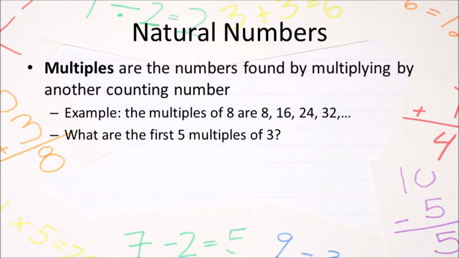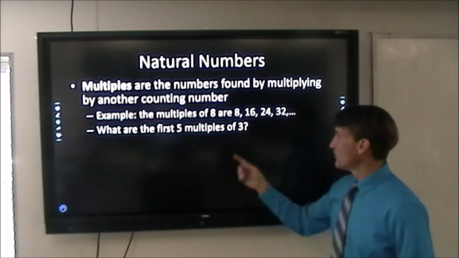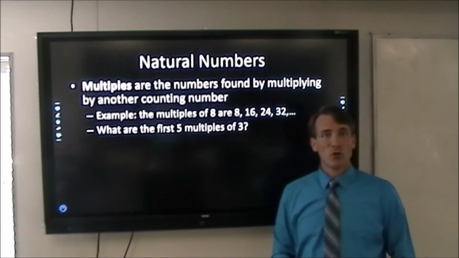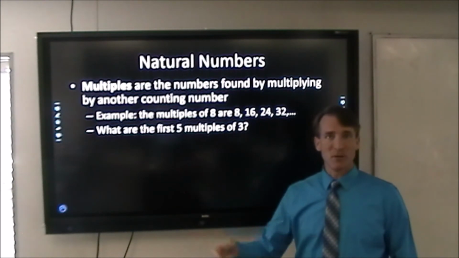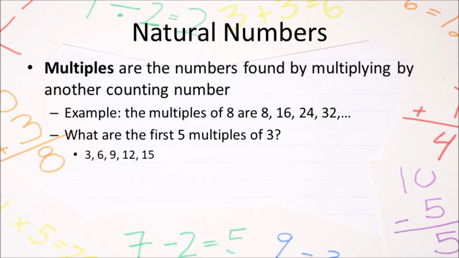What are the first 5 multiples of 3? You can probably do it very quickly in your head. We start off with our first number, that number of 3. We're going to get the next 4 numbers. 3 times 2 is 6, and so on. Or we can take 3, add 3 to it, give us 6, add 3 more, give us 9, add 3 more to get us to 12, add 3 more to get us to 15.